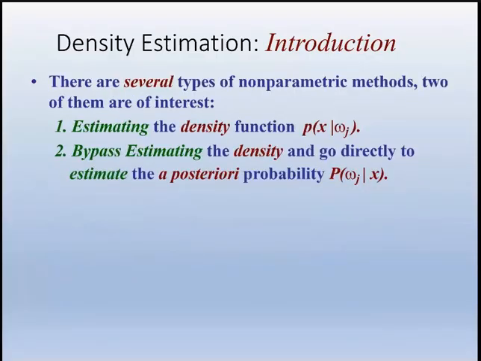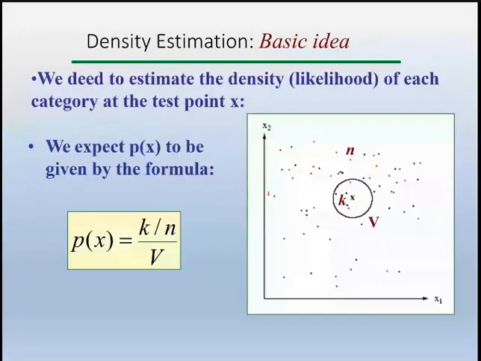So all these kinds of shapes are possible. There are several types of non-parametric method. Two of them are of our interest: estimating the density, probability of x given omega j, and the second one is estimating directly the posterior probability, that is probability omega j given x. Now we need to estimate the density or likelihood of each category at the test point x.